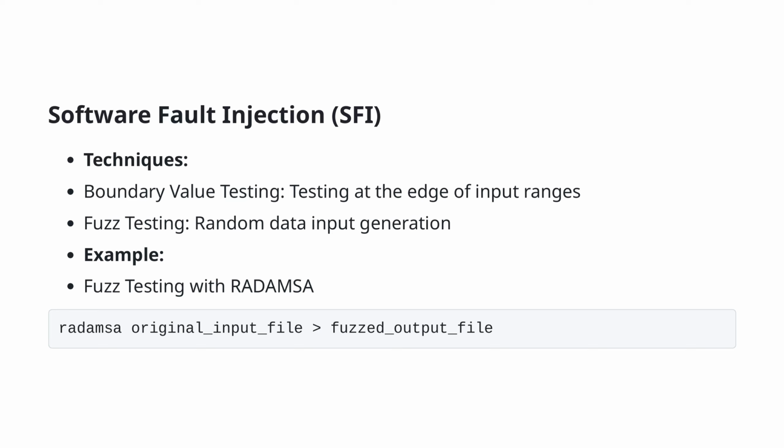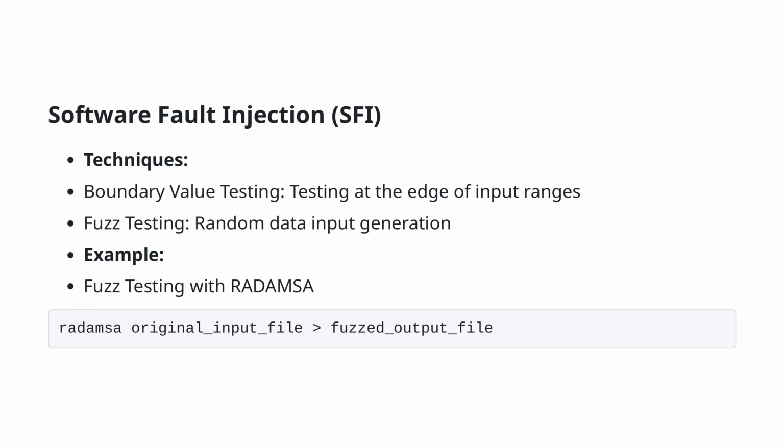The current slide focuses on software fault injection, SFI, an essential technique in testing the robustness of cryptographic systems by introducing and analyzing potential faults within software. Two primary techniques used in SFI include boundary value testing and fuzz testing. Boundary value testing examines the behavior of a system at the extreme boundaries of input ranges, ensuring that it can handle edge cases effectively. Fuzz testing involves generating random input data to identify unexpected vulnerabilities or weaknesses.